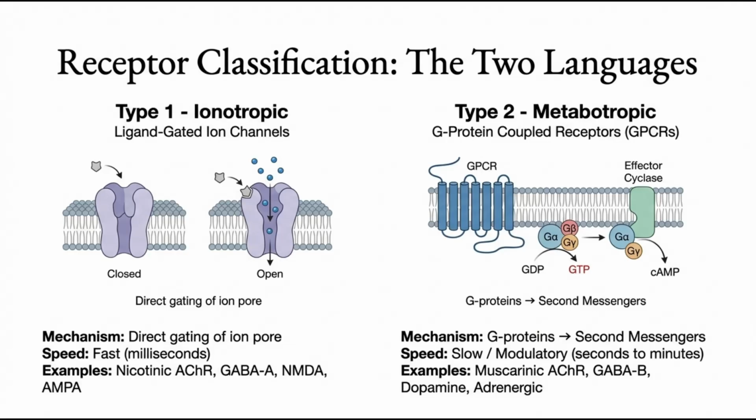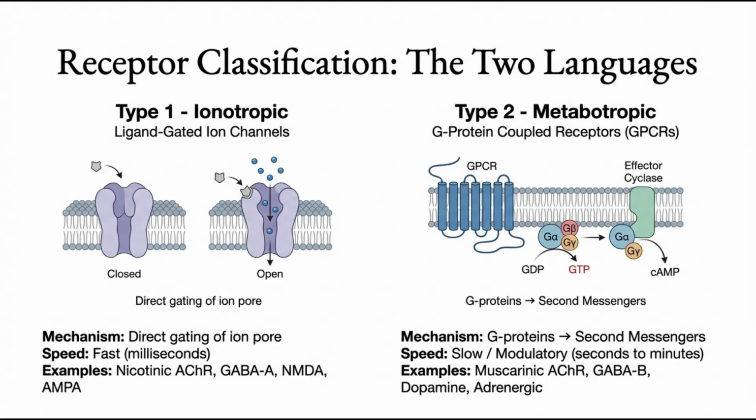That sounds incredibly complicated and, well, slow. It is slow. It takes seconds to minutes for the full effect. But the advantage is amplification. One receptor binding one molecule can trigger the production of thousands of second messenger molecules inside the cell. It's like one person making a phone call that mobilizes an entire army. And this is for modulating the state of the brain. Exactly. Things like mood, hunger, alertness, learning. The slide lists examples: muscarinic ACh receptors, the GABA B receptor, and all the dopamine receptors.